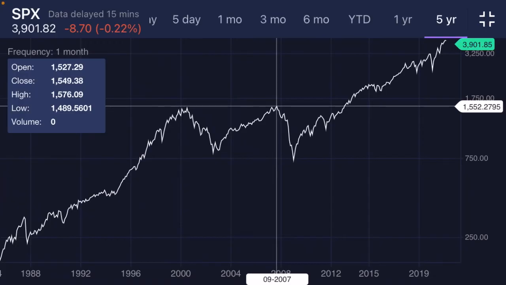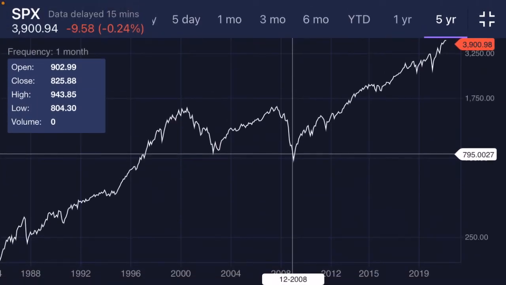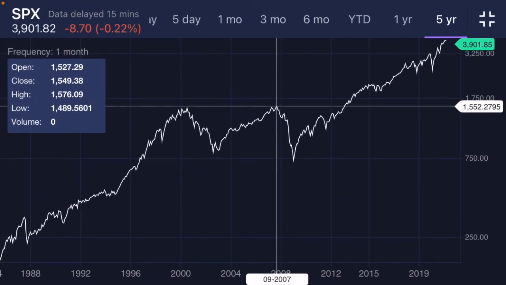I also wanted to point out that we reached a resistance point for the highs for the dot-com bubble and for the housing crisis. And we also reached a resistance point for the lows in the housing crash and the dot-com bubble. But you can see we've well surpassed the highs.